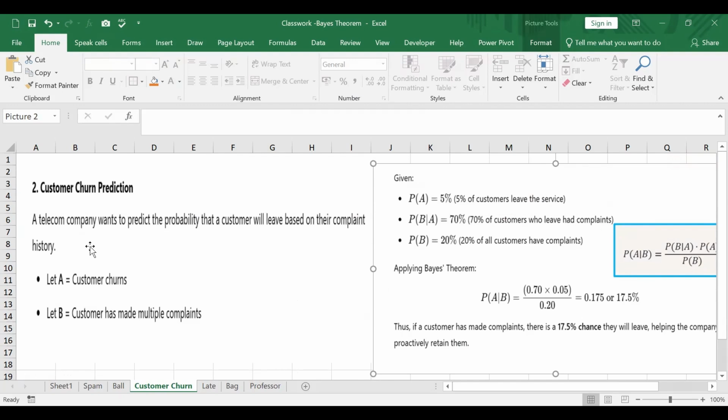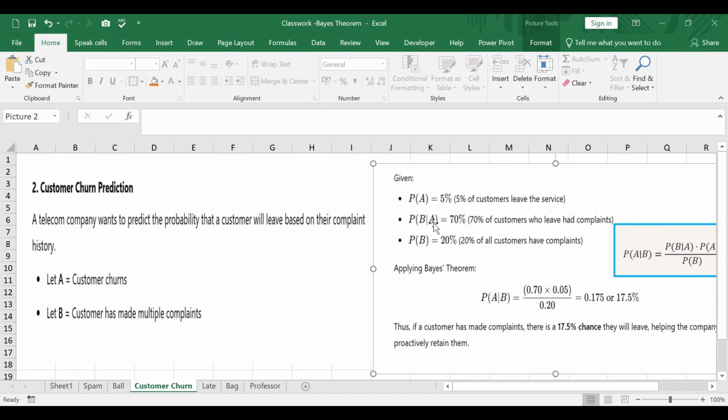Next is a telecom company wants to predict that a customer will leave based on their complaint history. A is customer churns, how many customers are leaving, and B is customer has made complaints. So P of A is 5%. 5% of customers leave the service. Whether they have a complaint or not, they leave. That is customers leaving a company irrespective of the complaint.